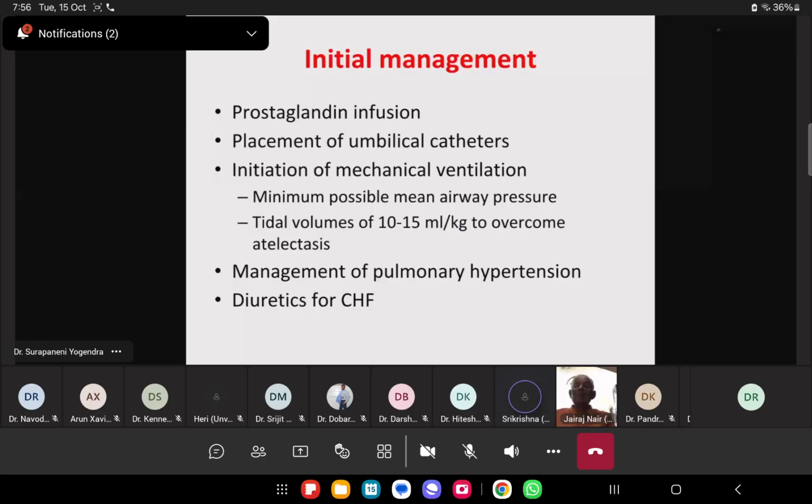Tidal volumes of 10 to 15 ml per kg to overcome atelectasis. Management of pulmonary hypertension and management of congestive heart failure.